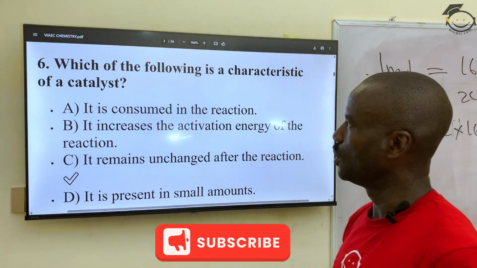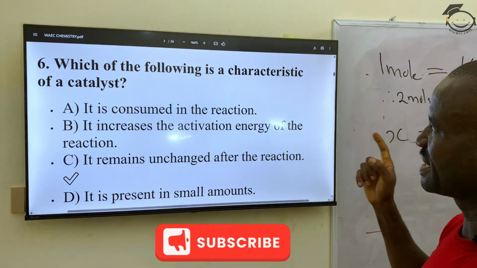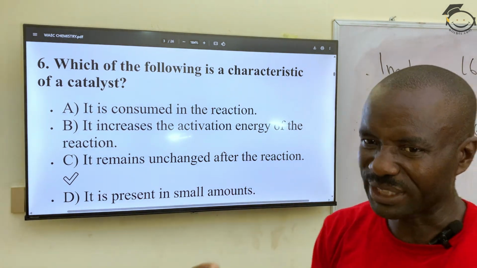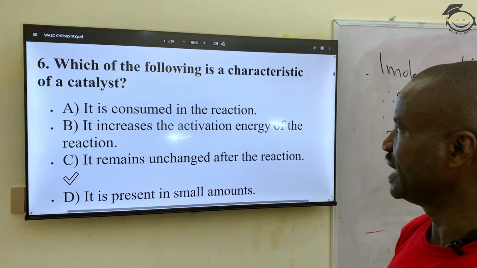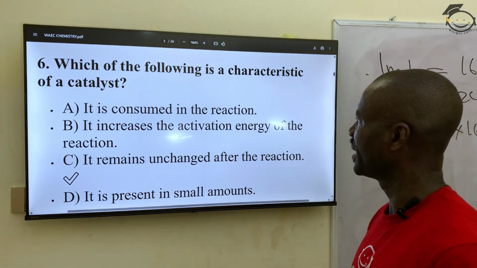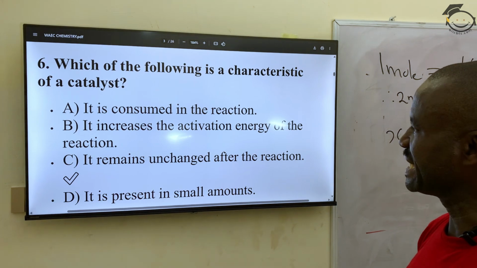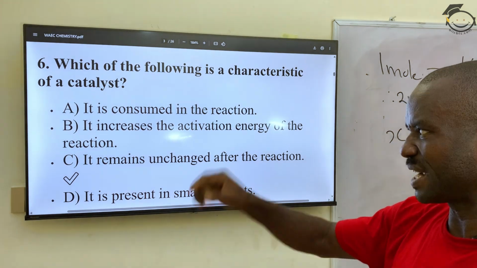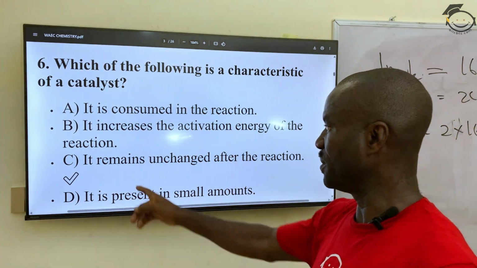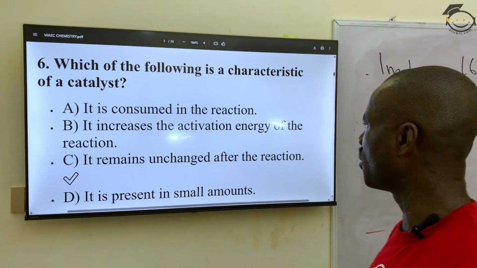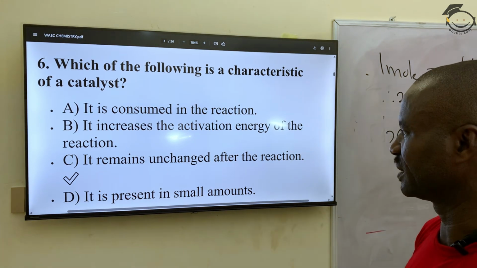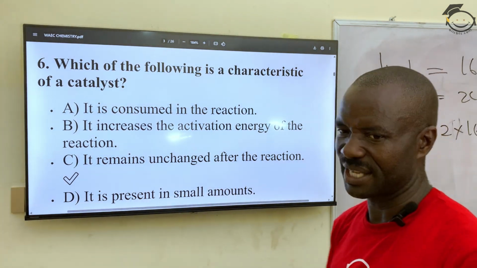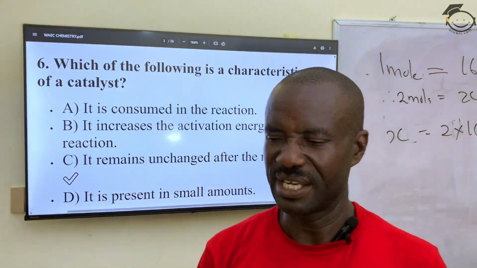Question 6. Which of the following is a characteristic of a catalyst? We said a catalyst is defined as any substance that can alter the rate of a chemical reaction. A, it is consumed in the reaction. No. B, it increases the activation energy of the reaction. No, it rather lowers the activation energy. C, it remains unchanged after the reaction. D, it is present in small amount. C is the correct answer. A catalyst remains unchanged at the end of the reaction.